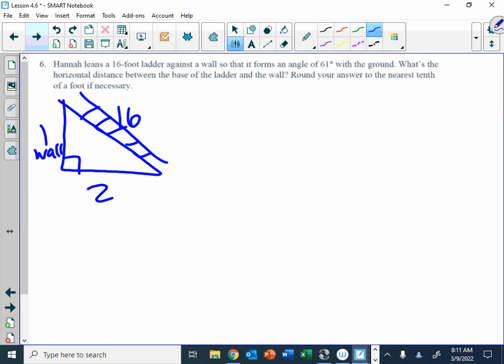If you need to draw that a little more elaborately, like draw a ladder, draw a person, do it. Whatever works for you, as long as I can see the right triangle. It forms an angle of 61 degrees with the ground. Your angle is always right here. Does it say anything about anyone looking down? No, so you don't have to draw this angle of depression stuff. Okay?